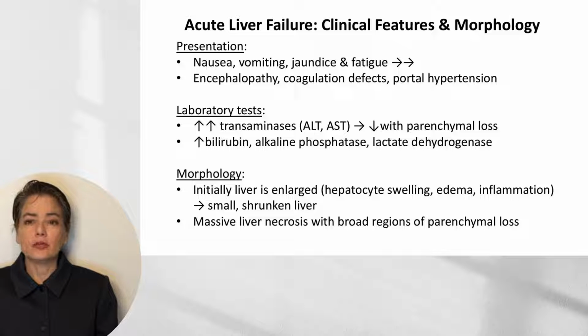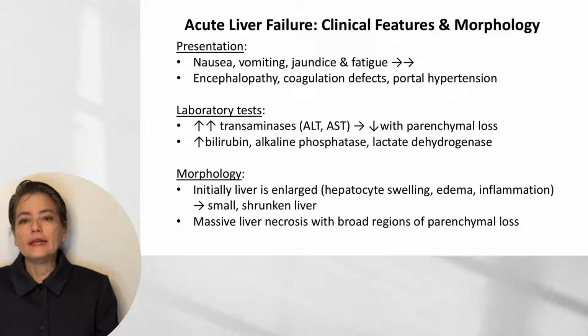This is because in acute liver failure, we have massive liver necrosis, which is going to release all those cytosolic enzymes into the blood. Over time, however, as we get increasing destruction of the liver parenchyma, there will be fewer hepatocytes to generate these cytosolic enzymes, so we can see our ASTs and ALTs trending downward. And though you might interpret this as the patient improving, it may not be an indication that that is the case. Other laboratory tests that are elevated in acute liver failure are bilirubin, alkaline phosphatase, and lactate dehydrogenase.